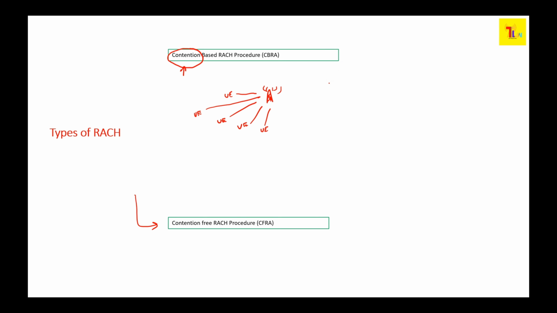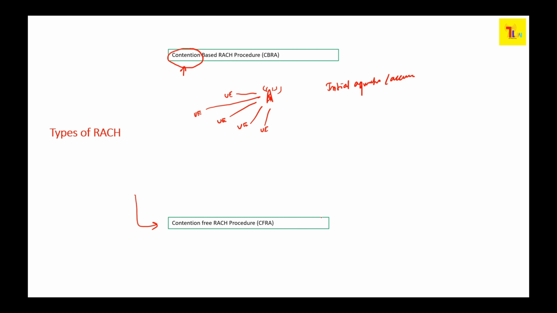For the contention based RACH procedure, at the time of initial acquisition or access, we can go with contention based, because if it is not successful in one attempt, if it is not going to send the preamble, it will try for the second attempt. There is no issue for that. Okay, and when exactly are we going to have the contention free?